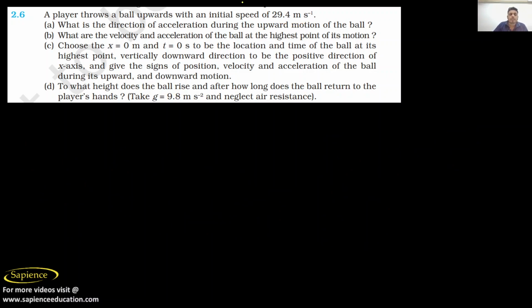Choose x is equal to 0 and t is equal to 0 to be the location and the time of the ball at its highest point. So let us consider a ball is being thrown upward, so at the highest point we need to consider it as the 0, 0. Okay.